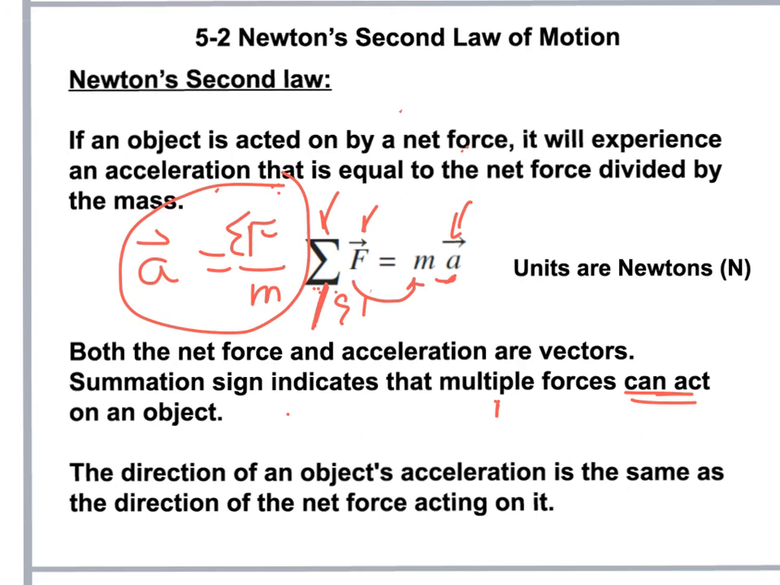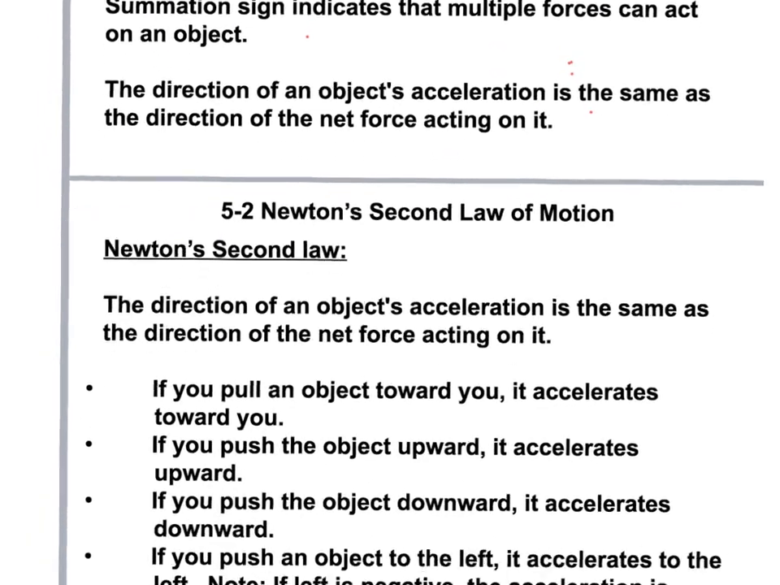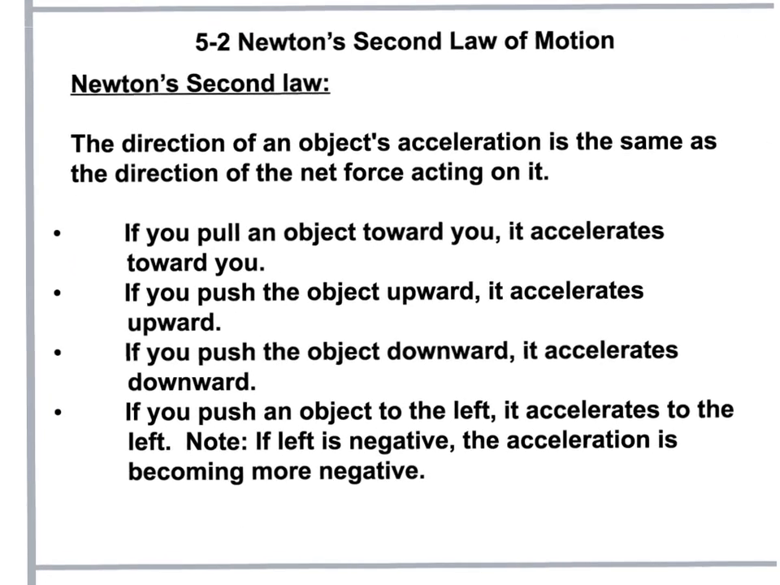And then our direction: when you apply that force to the mass and you get it to accelerate, the direction of the acceleration is the same as the direction of the net force acting on it. So here's your acceleration, and there's your net force. The acceleration and net force are in the same direction. Big concept question there. So Newton's second law of motion: the direction of the object's acceleration is the same as the direction of the net force acting on it. We're going to explore that a little more here.